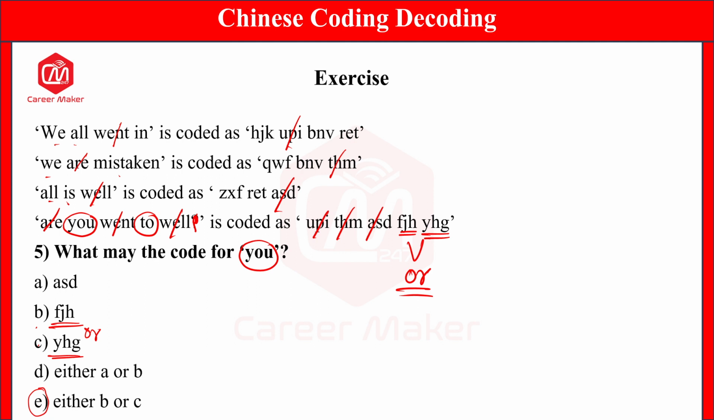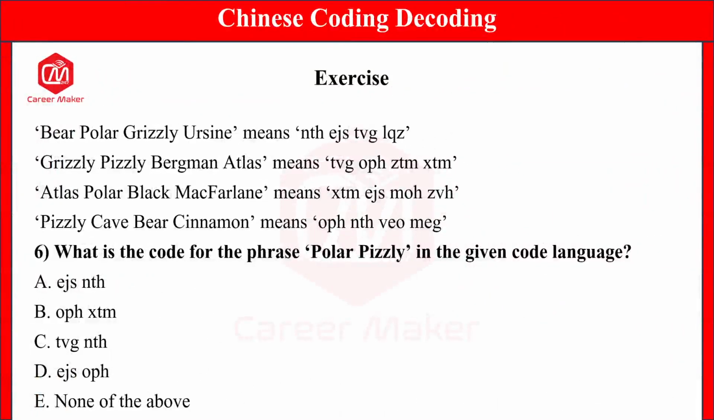This is how we can solve the questions of Chinese coding. I think it's very clear to all of you how to approach the question now. Now coming to the next question, find out the code of polar Pizzly. So here we have polar first as well as here, right? We will check, is there any other word common in these two? No. Therefore, obviously a common word will come in these two, that is EJS, EJS. So this and this option will be eliminated directly.